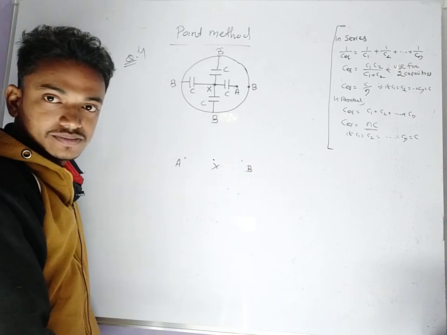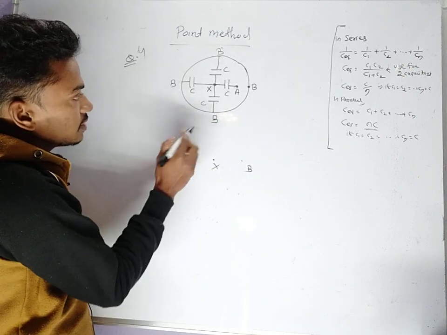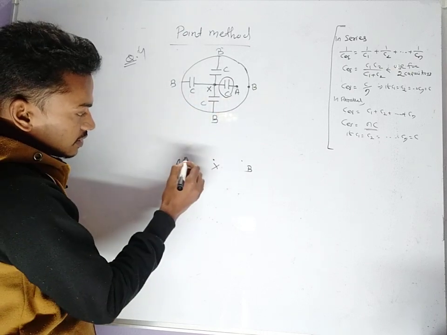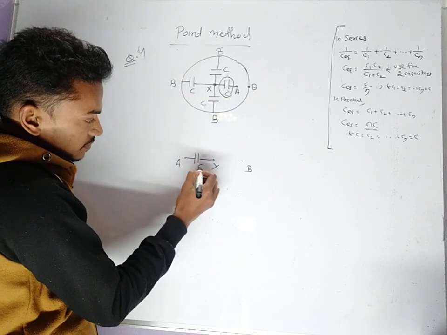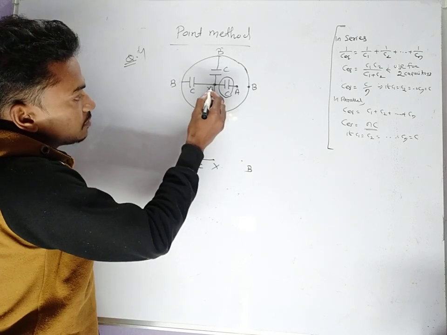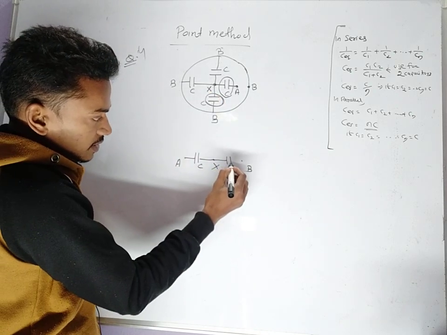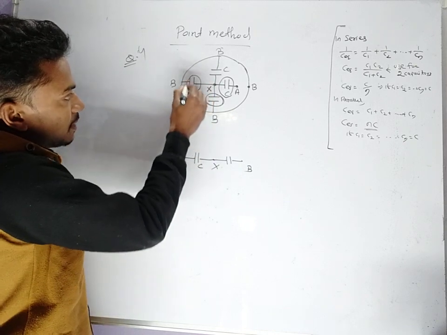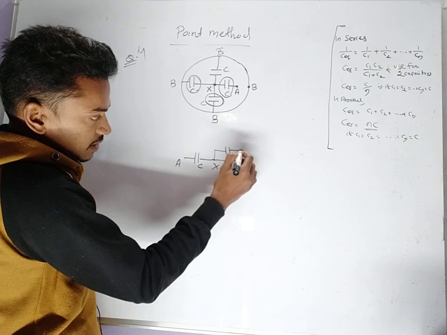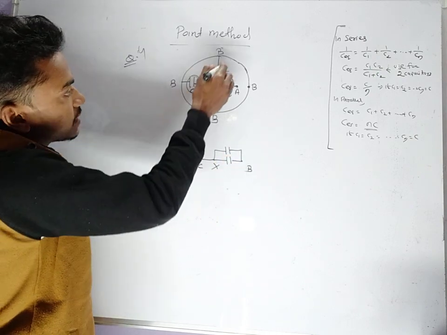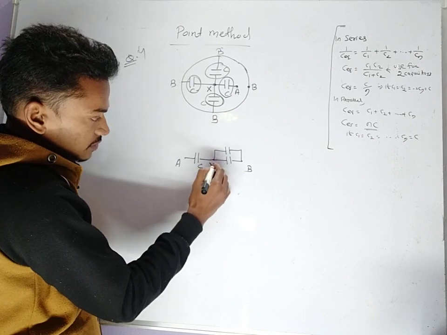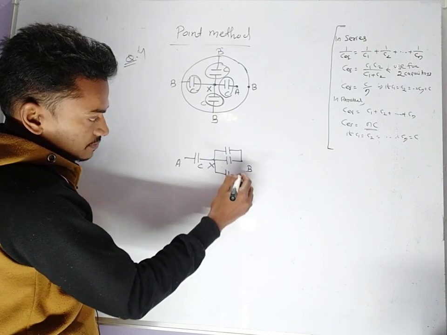So see, this capacitor is connected between A and X. So connect this between A and X, and this capacitor is connected between B and X. Connect this between B and X. This capacitor is connected between B and X, so the only option is that they are connected in parallel. This capacitor is also connected between B and X. See, X point, B and X.